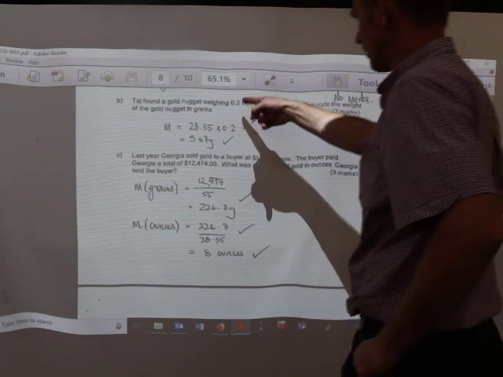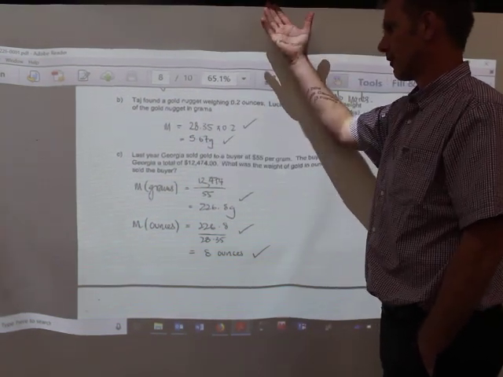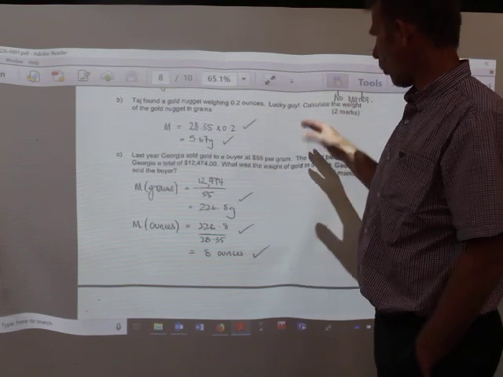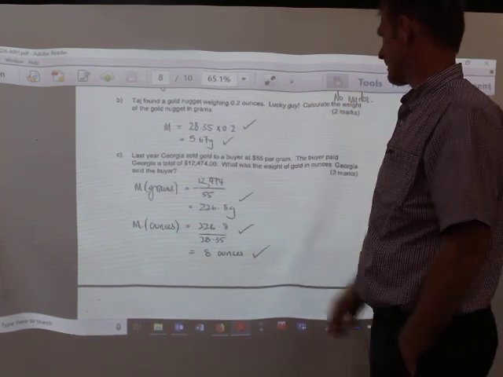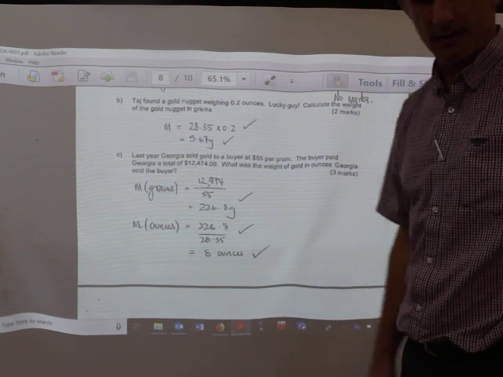Taj found a decent sized nugget. Well, the multiplication factor is just the formula above. It is asking about the weight, so grams on the end. I didn't penalise anyone for missing the grams, but please don't forget that.